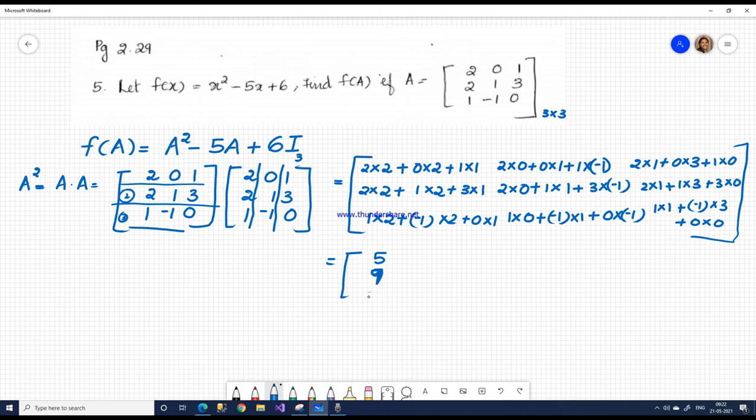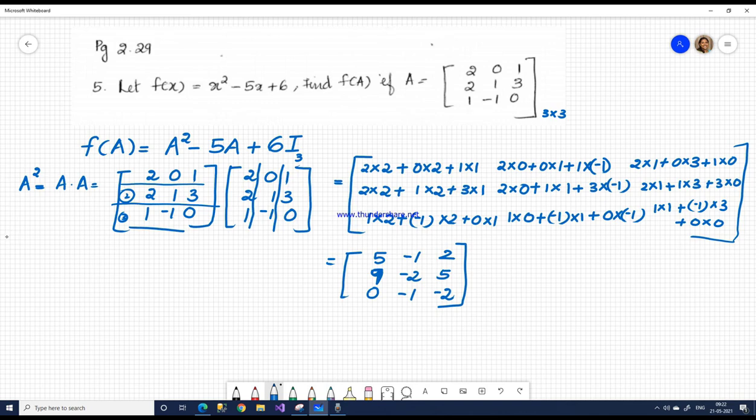Then we have 0 over here. Then 0 plus 0 minus 1, so minus 1. 0 plus 1 minus 3, so minus 2. 0 minus 1, so it is minus 1. Then 2 plus 0 plus 0, that is 2. 2 plus 3, 5. Then we have 1 minus 3, that is minus 2. So this is A square.